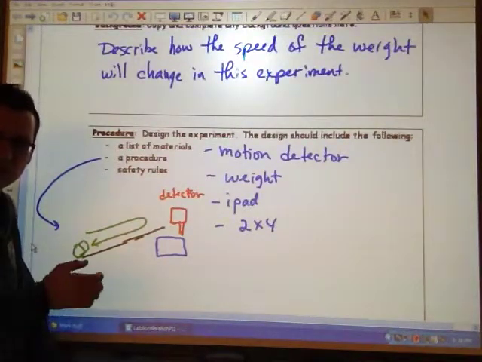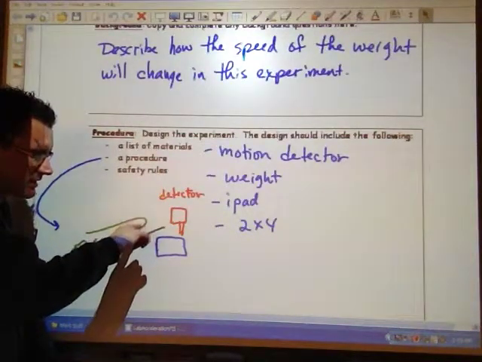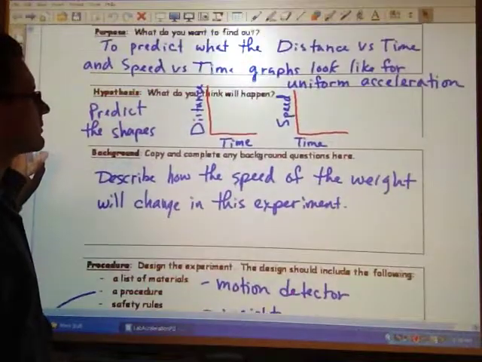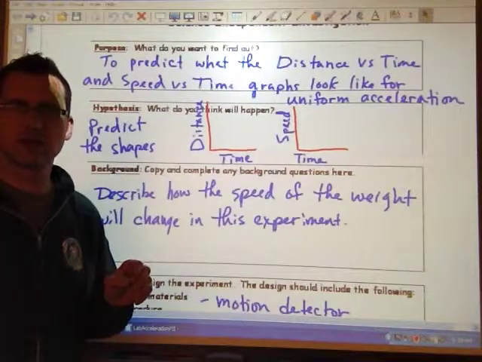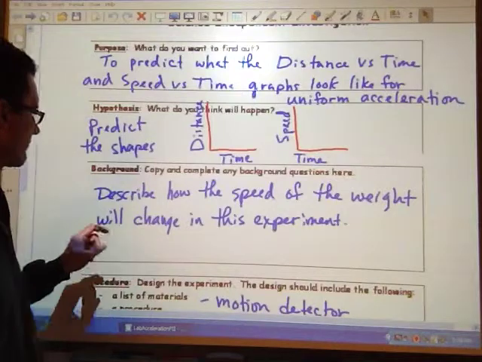So don't push it with your hand all the way up. Just give it a nice big push at the bottom so it goes up a little bit, then comes back down. Predict what the distance-time and the speed-time graphs would look like for that motion. Tricky. You have to really think about that one.